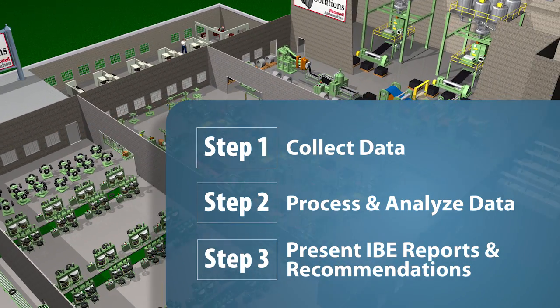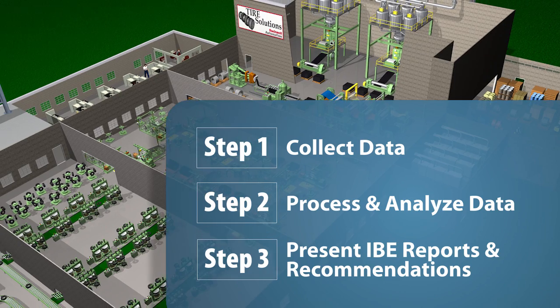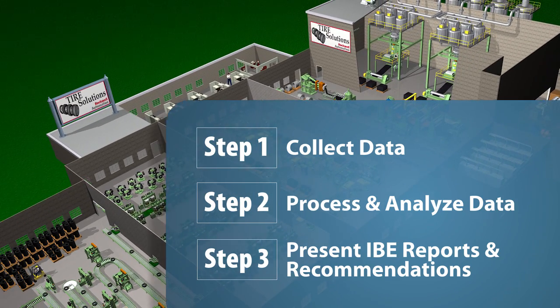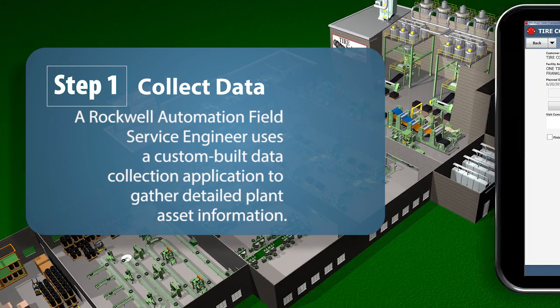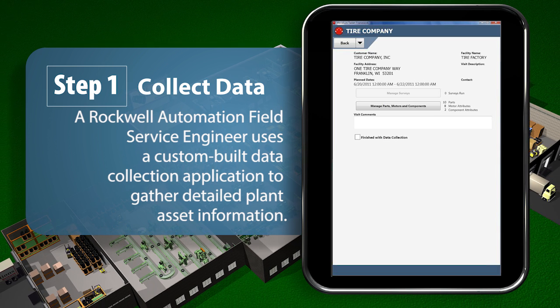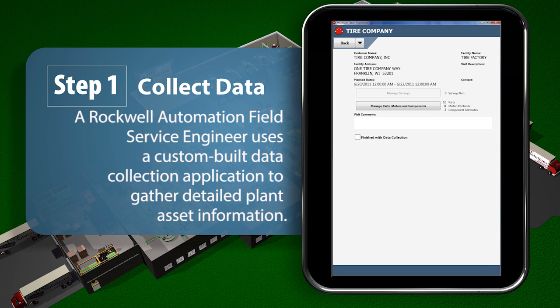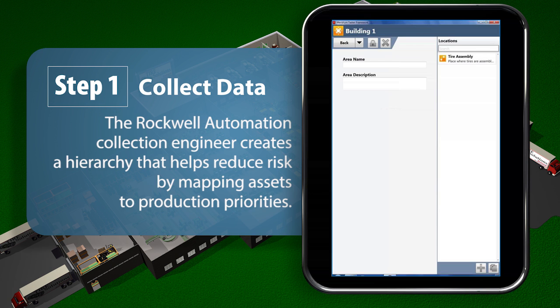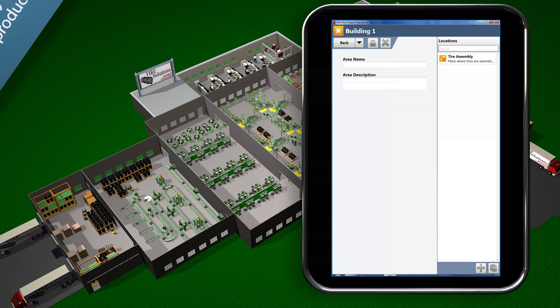Here's what an IBE might look like for a typical tire manufacturing plant. During data collection, a Rockwell Automation field service engineer uses a custom-built data collection application to gather detailed plant asset information. The Rockwell Automation engineer creates a hierarchy which is specific to that facility by mapping assets to production priorities and using terminology and plant descriptions that are important to you.